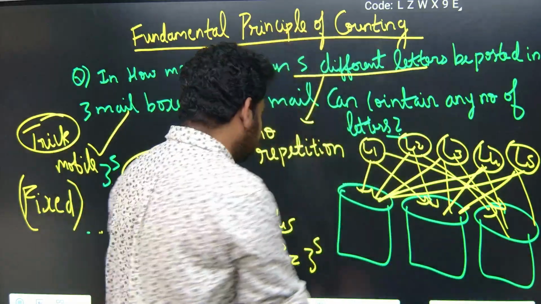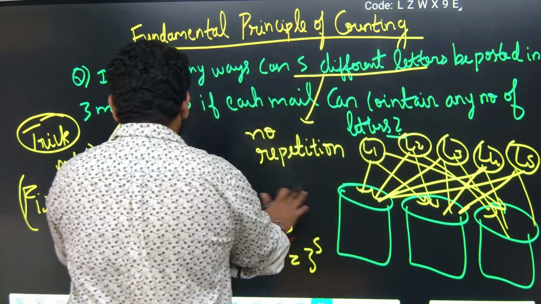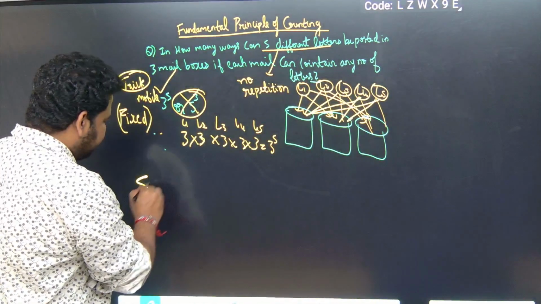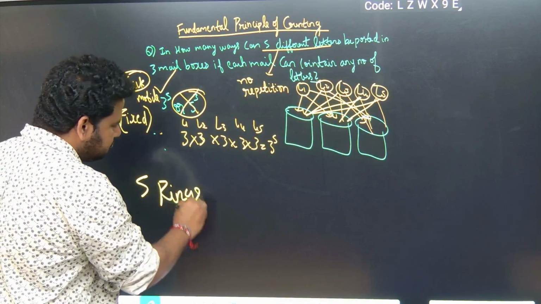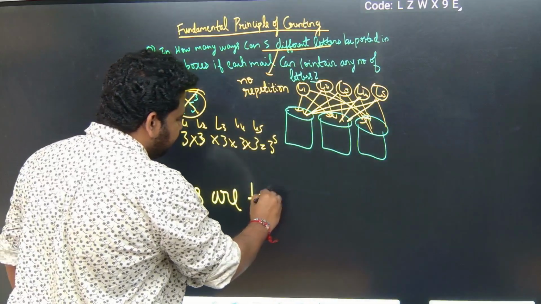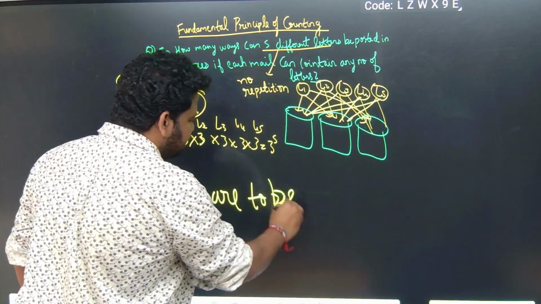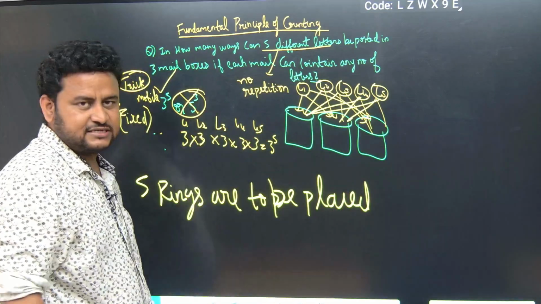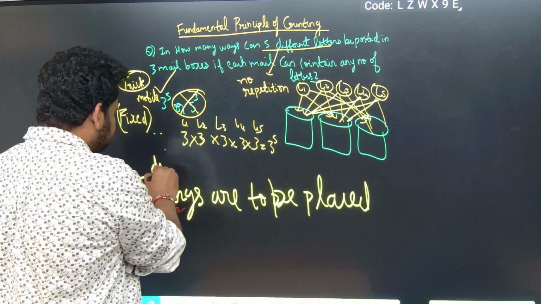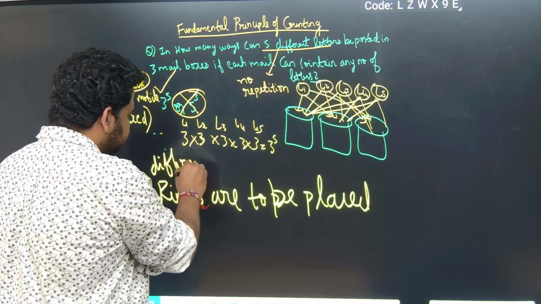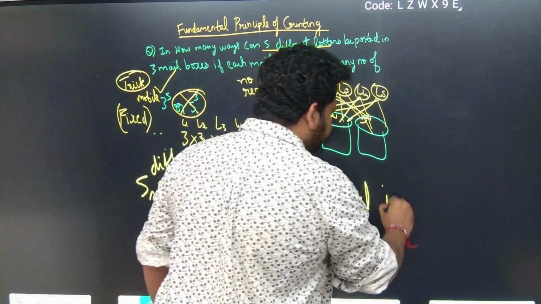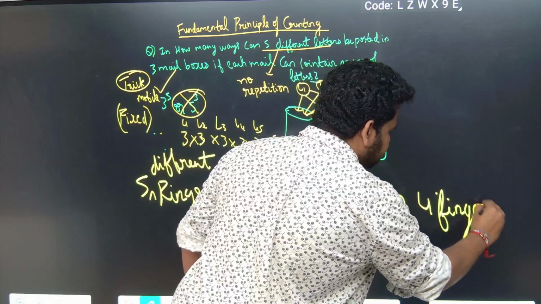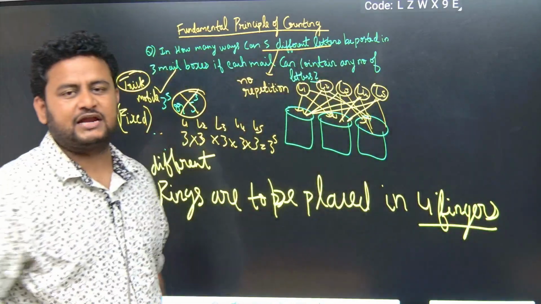So for example, let us take one more example. Suppose I say that 5 rings are to be placed in 4 fingers. In this you have to identify what is mobile and what is fixed.